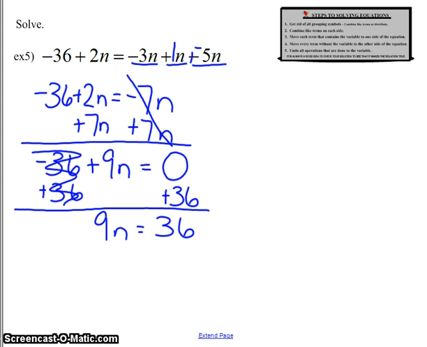And I see the finish line now. Let's divide both sides by that 9. And we get our answer of n equals 4. Great job on that.